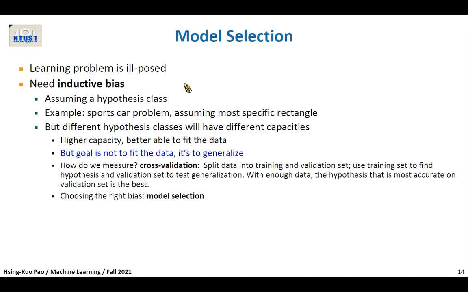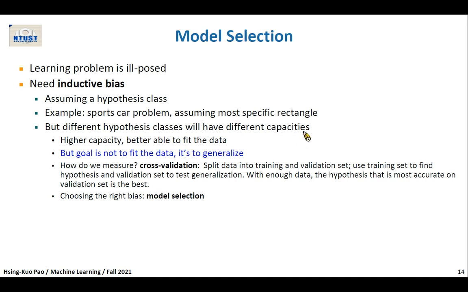So then we are going to run into some problems, right? So ill-posed, okay? After we introduce inductive bias, meaning we assume a hypothesis class, a hypothesis space, then everything will be clear that we can get a single solution, right? That's very important. Just like the rectangle case, we assume it is a rectangle, right? Then the rest is easy, right?